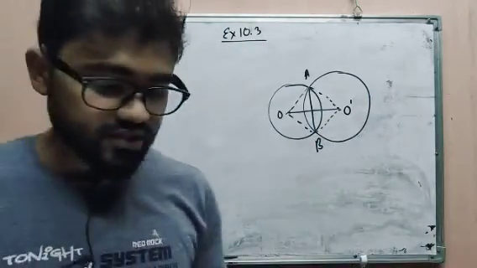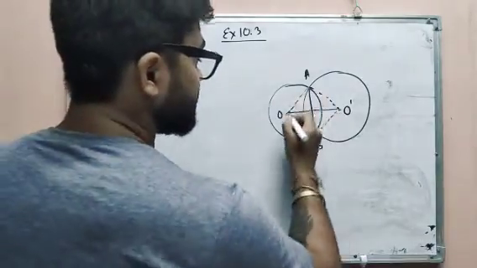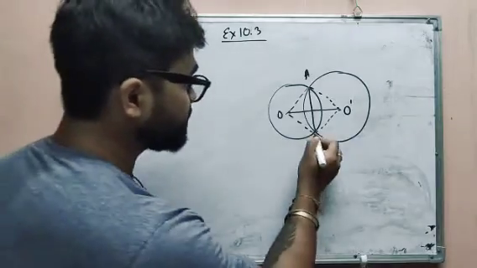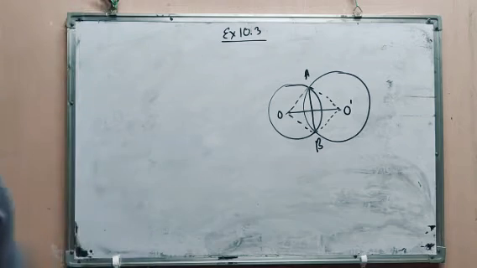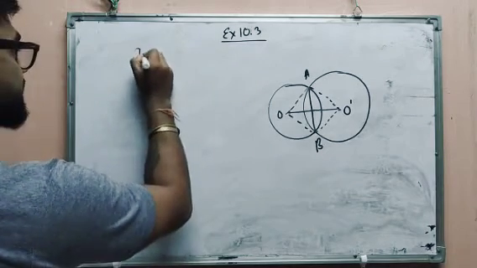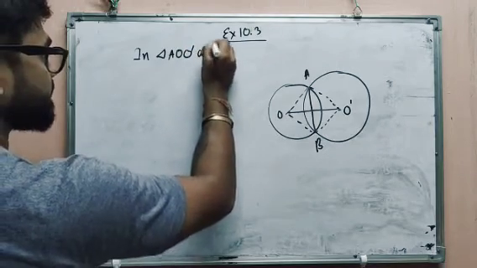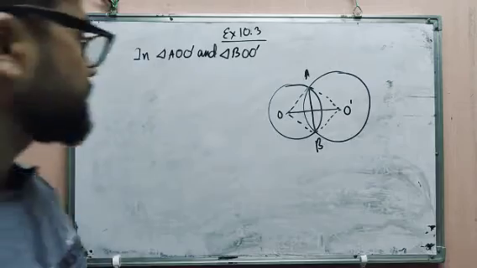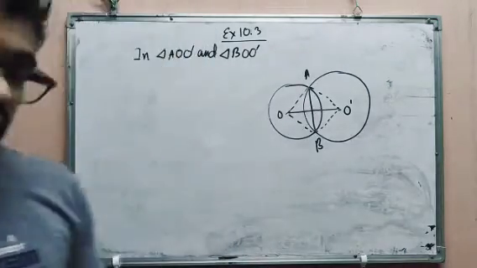Okay. So after that, what you have to do? See, you have to consider these two triangles, triangle AOO dash and triangle BOO dash. So in triangle AOO dash and triangle BOO dash, you can consider these two triangles. Then what will happen? AO equal to OB.